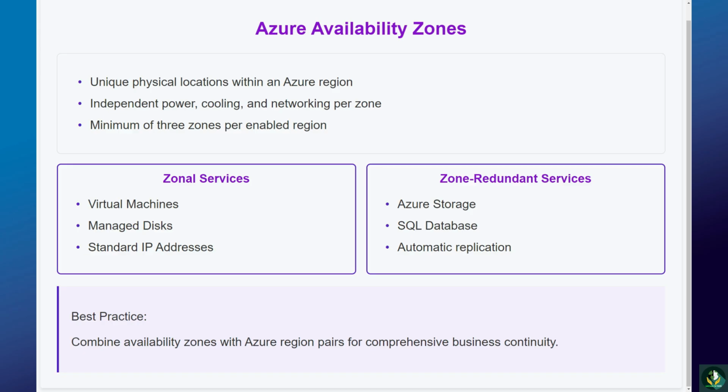Here's a practical example of how you might implement availability zones in your architecture. Imagine you're running a critical web application. You could deploy web server VMs across 3 zones. Use zone redundant storage for your application data. Implement a zone redundant SQL database for your backend. Configure a zone redundant load balancer to distribute traffic. This configuration provides multiple layers of protection.